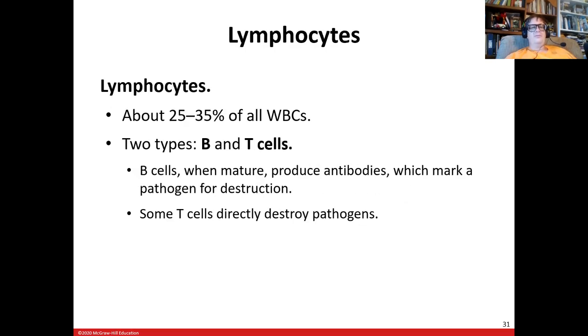All right, so lymphocytes, the L should remind you that these are little. These are closer to the size of a red blood cell, maybe only a little bit bigger than a red blood cell. These are 25 to 30% of all the white blood cells. And there are two types here, T and B cells. They're named by where they mature.